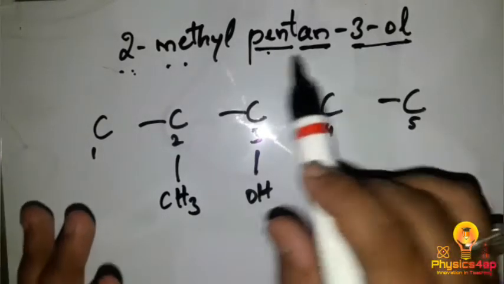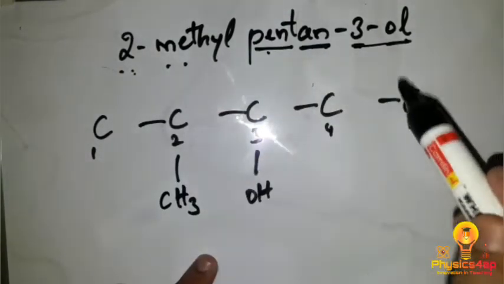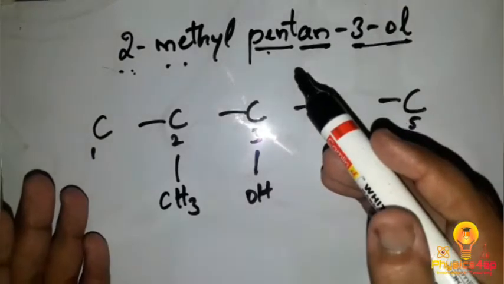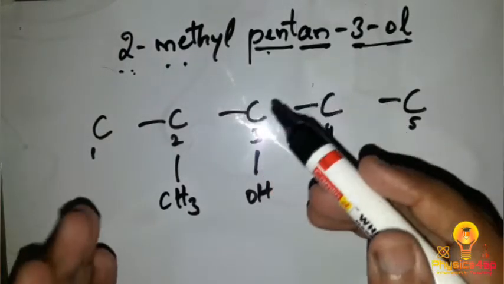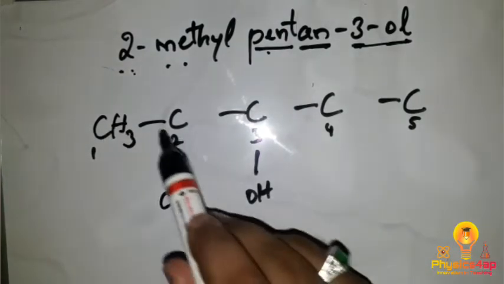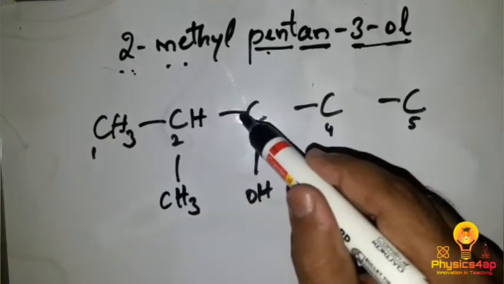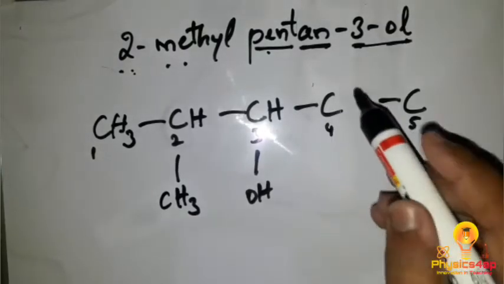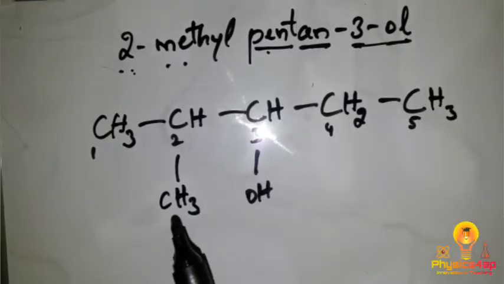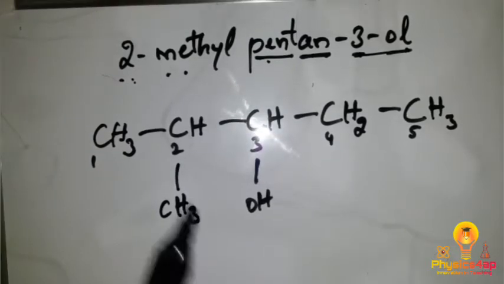Now I think everything has been completed. So 2-methyl over 5 carbons, single bonds, 3-ol. At the third position we have written the alcohol. Now we have to fill it with the help of hydrogens. We have one bond, so 3 hydrogens. 1, 2, 3 bonds, so 1 hydrogen. Here also the same, 1 hydrogen. 1, 2, so 2 hydrogens. 1 plus 3, 4 hydrogens. So this is how we draw the structure for 2-methylpentan-3-ol.